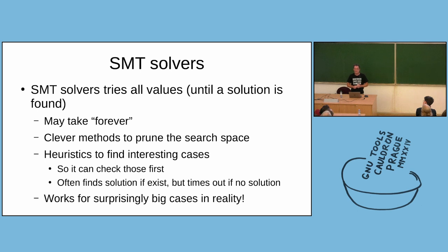It also has heuristics to find interesting cases. So it starts with those interesting cases. This means that if there exists a solution, that is, there is a bug in the optimization, it often tries with relevant input at first. So it often finds a bug if there is a bug, even if it has no ability to check that there are no bugs.